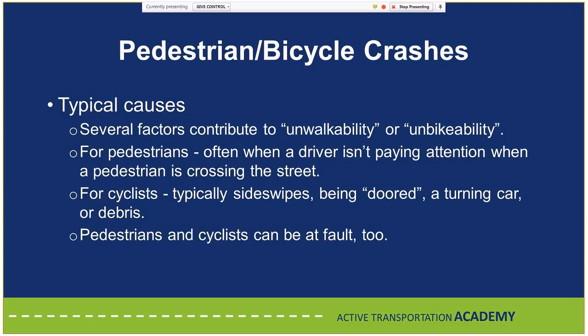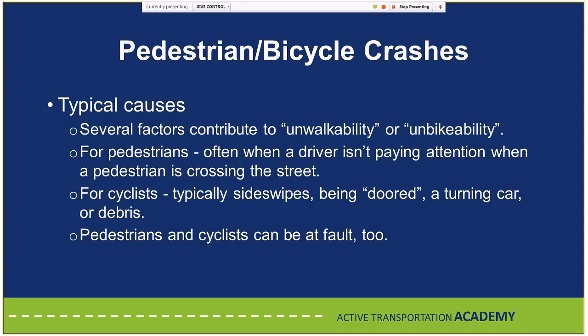Then we'll get into what kind of details are included in crash data and the contributing factors that help us identify causes and potential solutions. After we do that, we're going to start focusing on pedestrian and bicycle crash causes. There are several factors that contribute to unwalkability and unbikeability: physics, behavior, psychology. They all play their part.